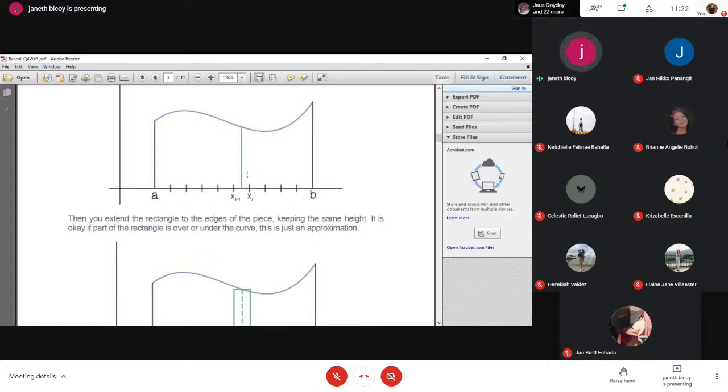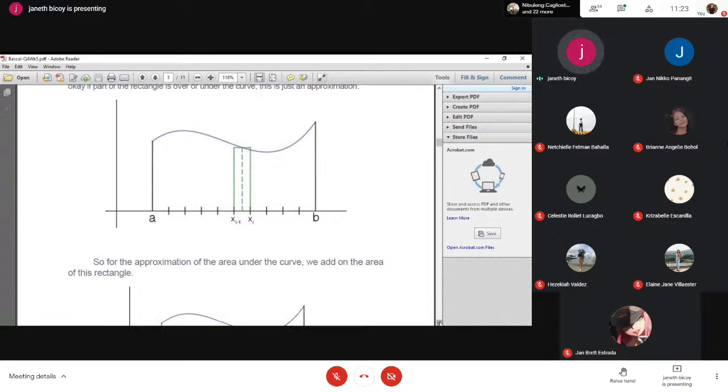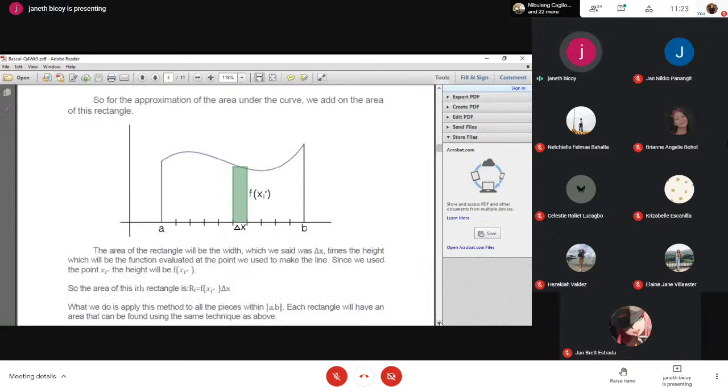So here we are going to construct a vertical line. And finally, we'll construct a rectangle. So this is one of the rectangles below this curve. Class, this figure, we are going to subdivide in the form of rectangles.